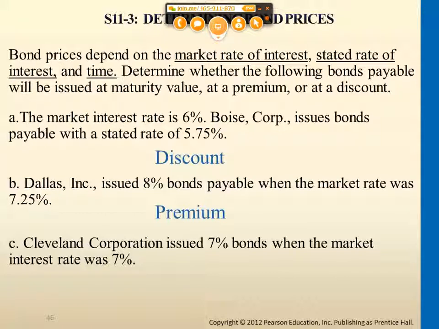Okay, third case, 7% stated interest rate on the bond. The market is also 7%. So this is the easiest case. This is basically issuing at the maturity value, at the face value. So the bond is $1,000, and you're getting $1,000. Your company is receiving $1,000.